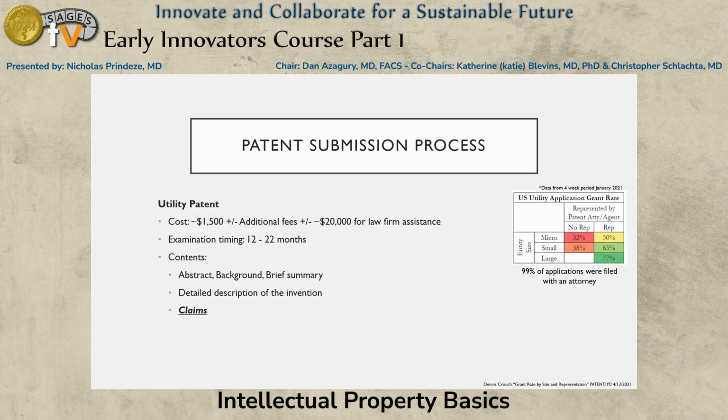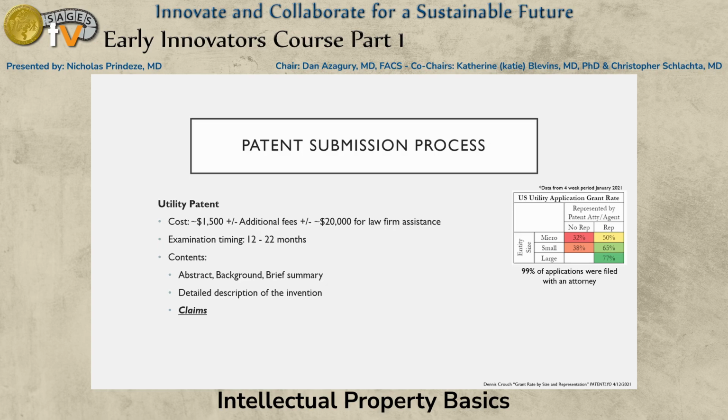Now, looking at the data on the right, I was able to find a small study that looked at patent submissions in 2021. It was just a month sample set. 99% of these submissions were all submitted with attorney assistance. And if you look at the representation versus no representation, as you might expect, those from larger companies with attorney representation had a much greater success rate than those trying to be filed by an individual or from a small company.